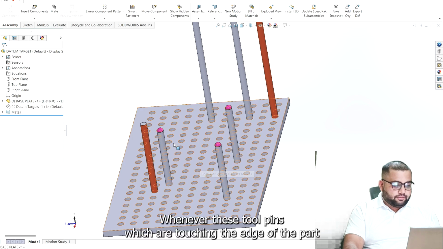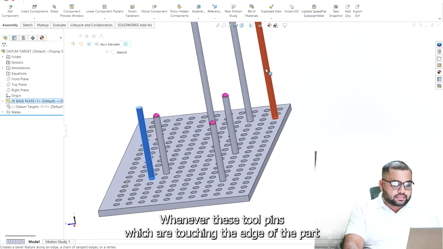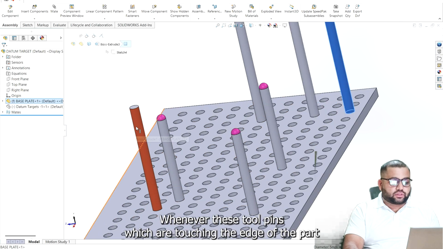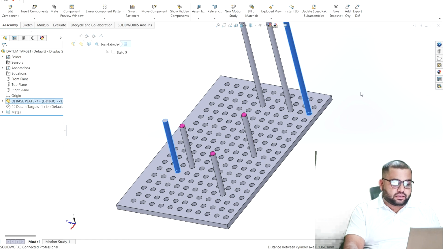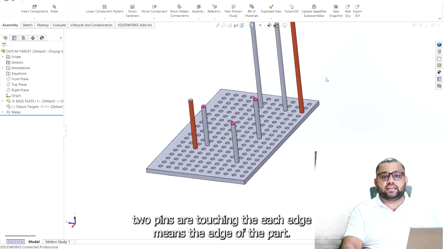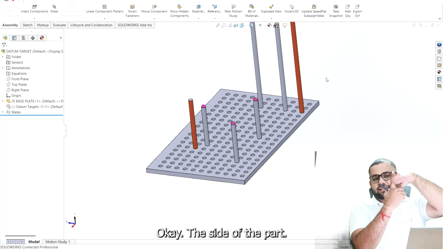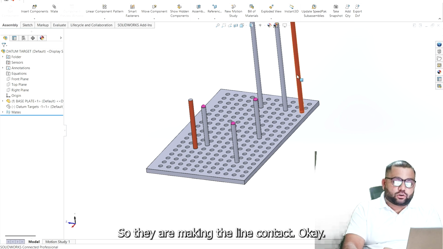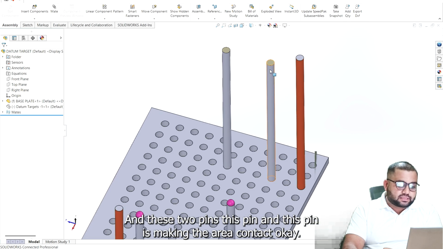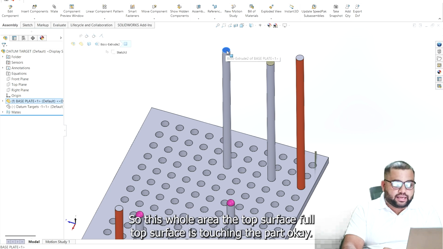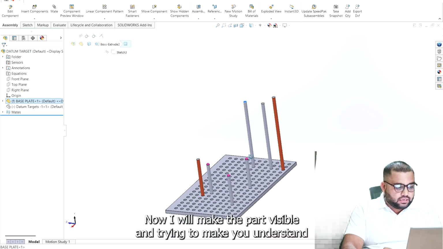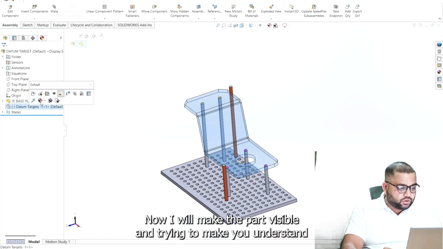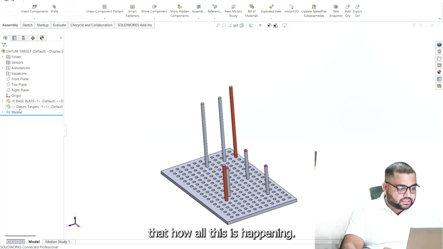These two pins are touching the edge of the part. Edge means the side of the part. So they are making the line contact. And these two pins, this pin and this pin, are making the area contact. The whole top surface is touching the part. Now I will make the part visible and help you understand how all this is happening.